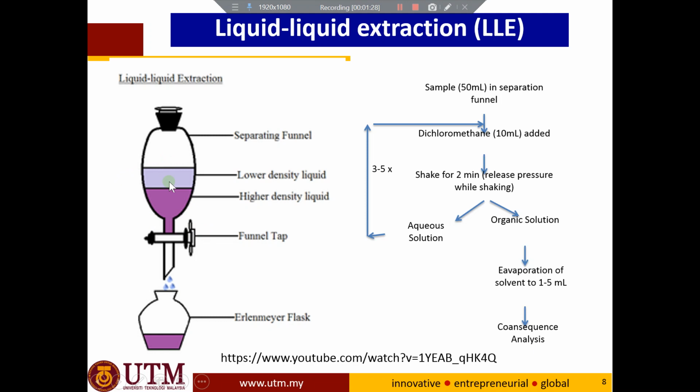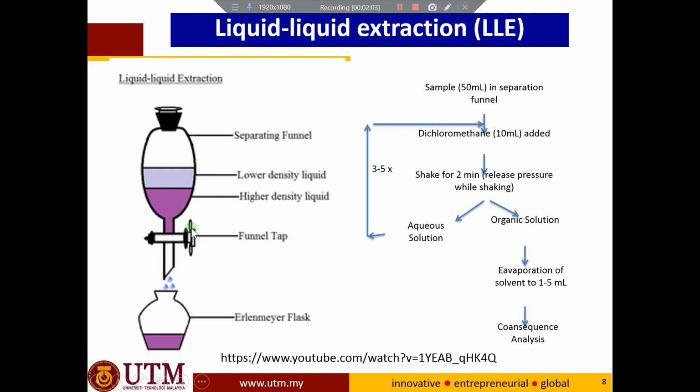Again, if your sample is non-polar, let's say for example the solvent above here is non-polar and the solvent below here is polar. Let's say your analyte is non-polar, it will go to the non-polar solvent. If your analyte of interest is polar, it will go to the bottom. So let's say for example your analyte of interest resides at the bottom, which is the polar solvent.